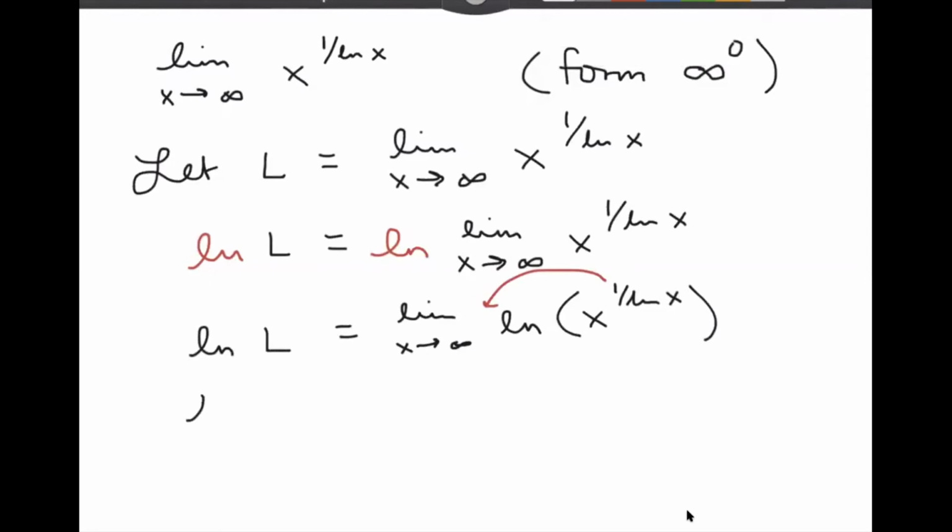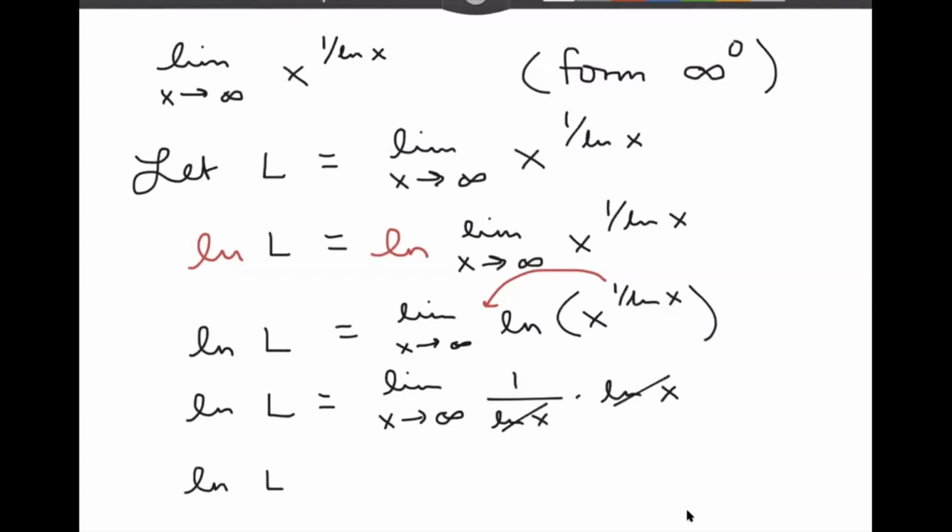Okay, so that means that the natural log of L is equal to the limit as x approaches infinity of 1 over natural log x times natural log x. Oh, look at that. Those natural log x's cancel. And oh wow, we don't even need L'Hopital's rule in this problem because I think you know that that limit is equal to 1. Now, looking this over, do we have our answer?